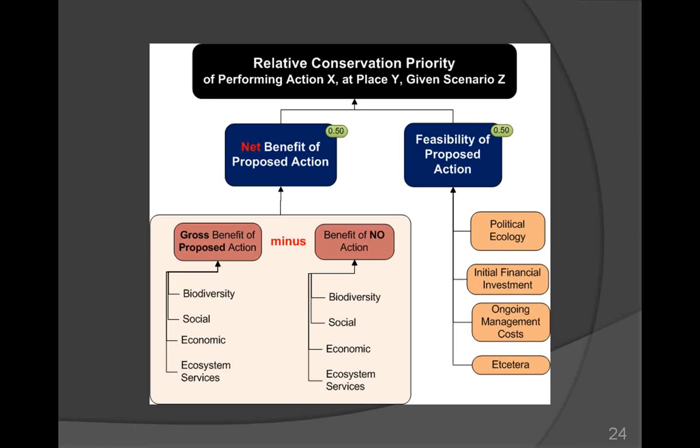And so you can identify different parts of your region that are going to be much more feasible than other parts. They can even be the actual site, or congressional districts, depending on what type of criteria you have and what kind of data you have. So the framework will balance those two and then give you some relative conservation priority for performing Action X, place-wide given scenarios.